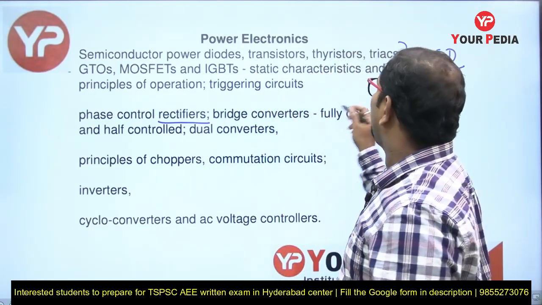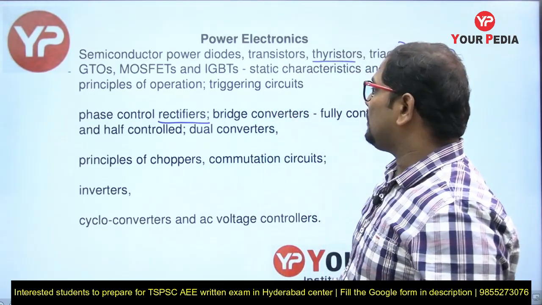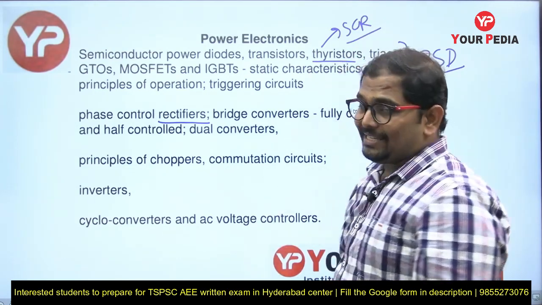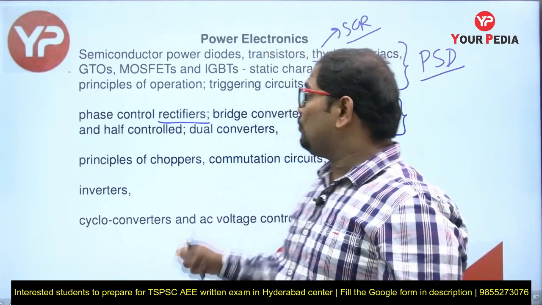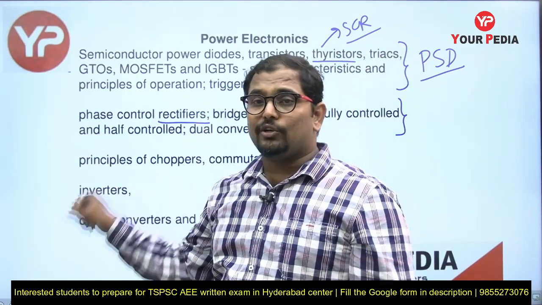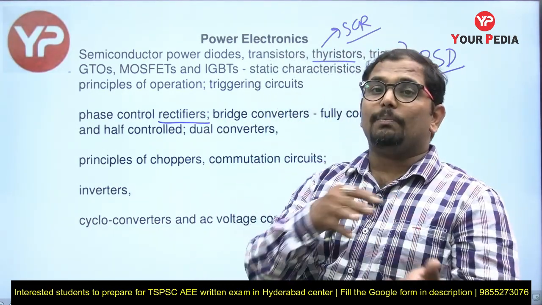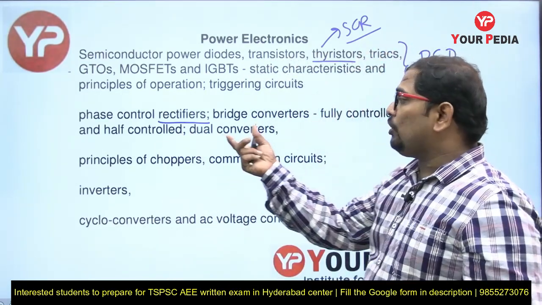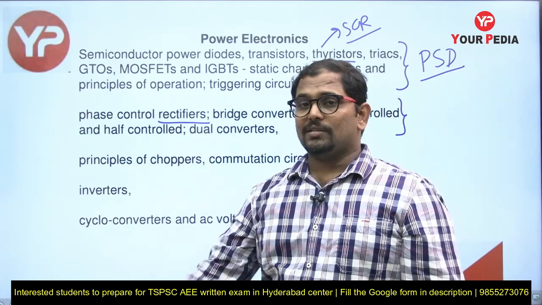Which device will we pick? We'll pick the thyristor, and in the thyristor family, especially the SCR. By introducing the SCR into the rectifier circuit, or by replacing the diode with an SCR, you will get a variable output voltage using these circuits.